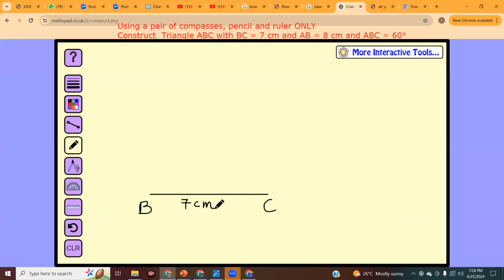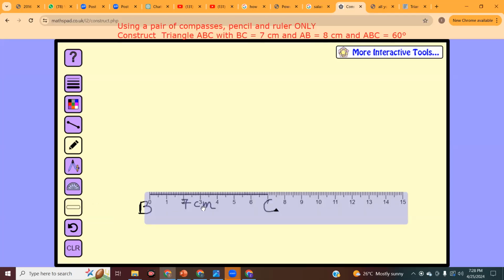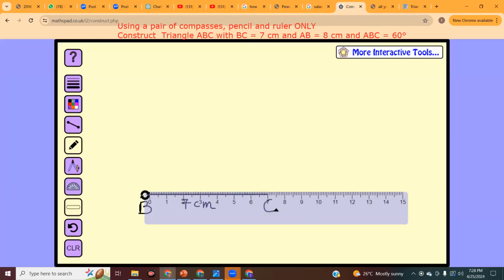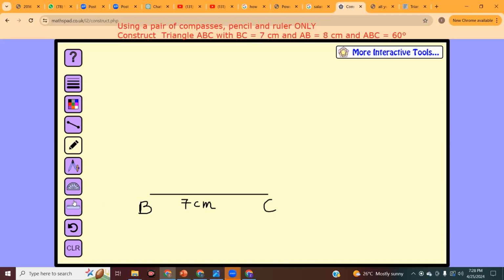Again, make sure you draw this for me. This is going to be 7 centimeters. Good. Next, China, what are you going to do? We get the compass and we put it to 8 centimeters and then we draw an arc first. Very good. An arc, and how much should that measure?